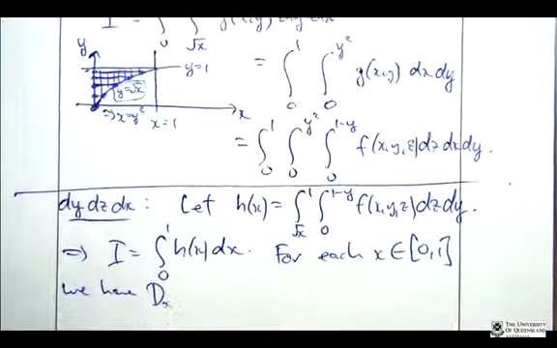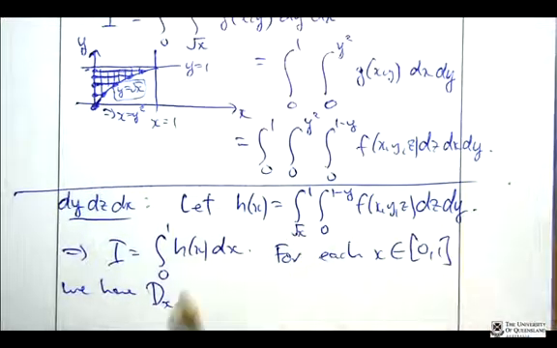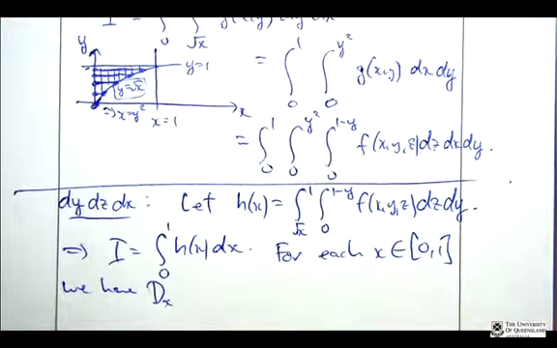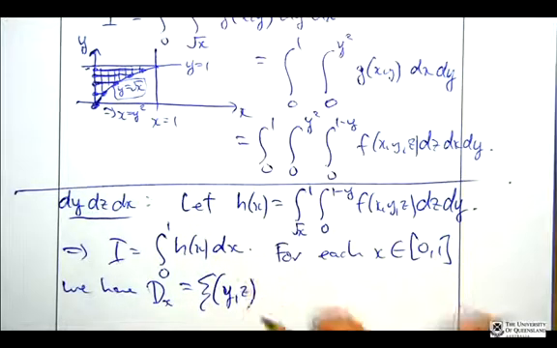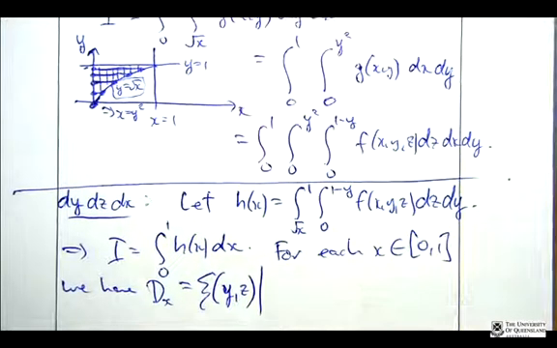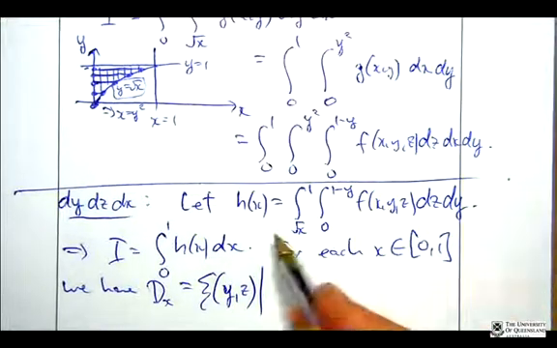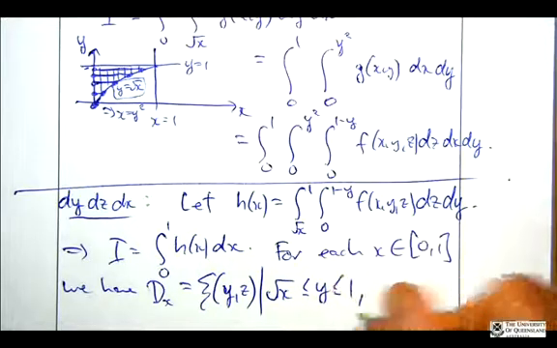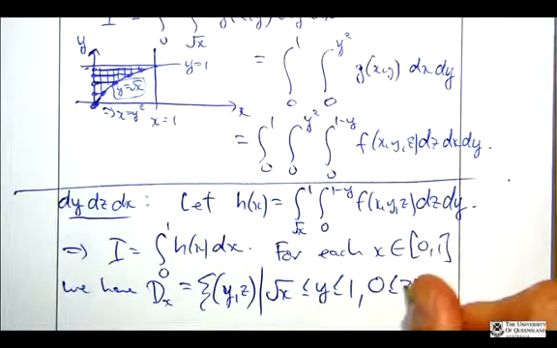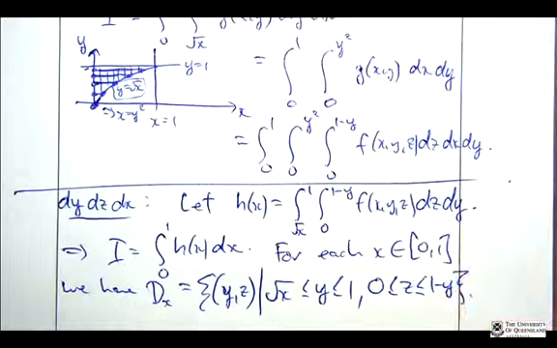So for each x in the interval from 0 to 1, we have the region of integration in the yz plane. I'll call it D subscript x, because it will depend on my choice of x. It's just going to be the set of all points with coordinates y and z. Actually, it's not in the yz plane, but in a plane parallel to the yz plane, corresponding to whatever value of x I choose between 0 and 1. So this is telling me that the bounds for y are root x and 1, and the bounds for z are 0 and 1 minus y.